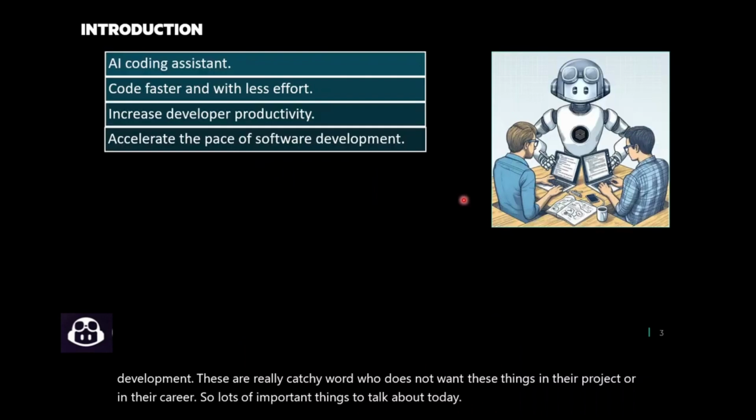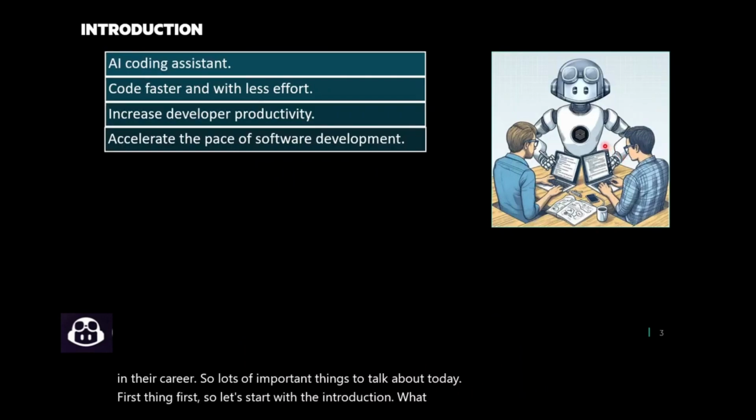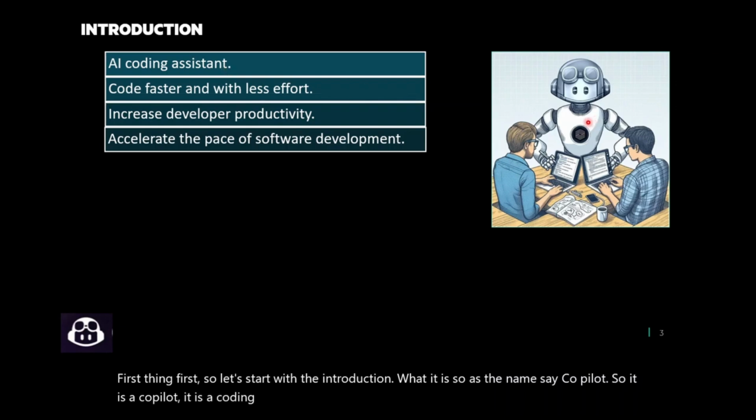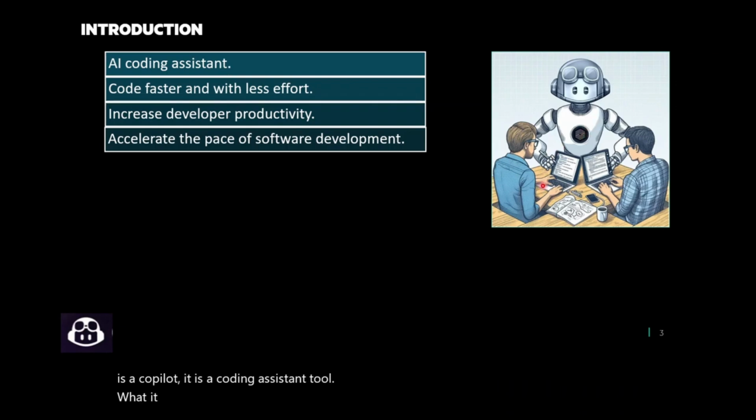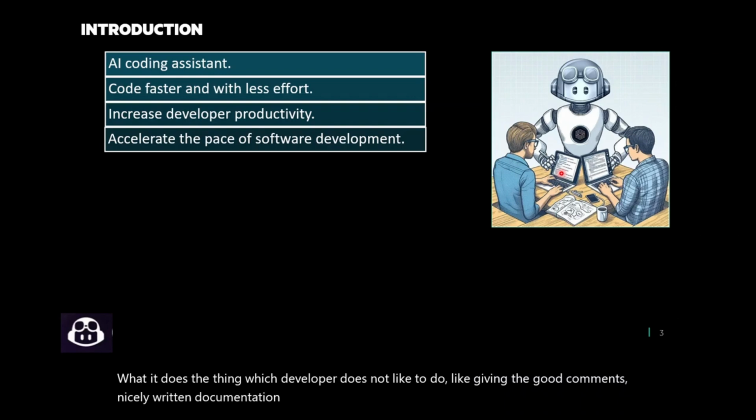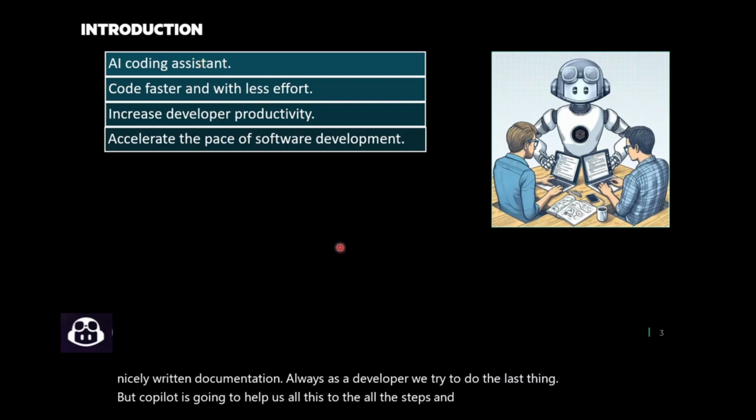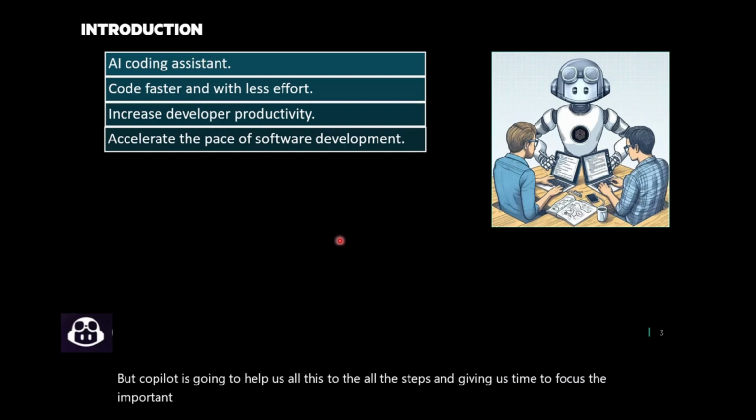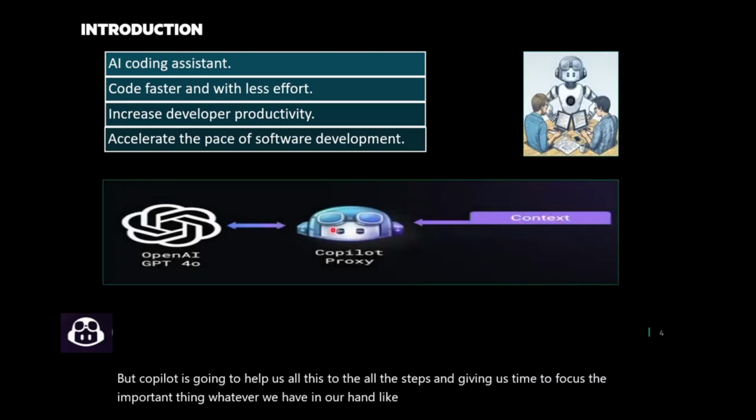First things first, let's start with the introduction, what it is. As the name says, it is a Copilot. It is a coding assistant tool. What it does is handle the things which developers do not like to do, like writing good comments and nicely written documentation. Always as developers, we try to do those last. But Copilot is going to help us at all the steps and give us time to focus on the important things we have in our hand, like logic.